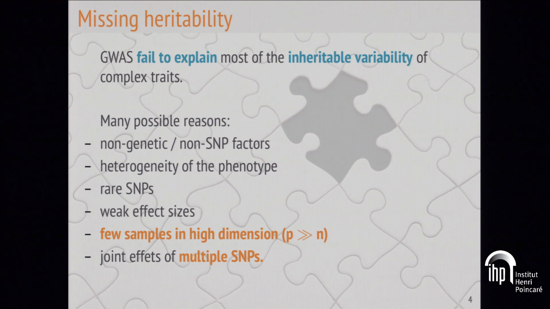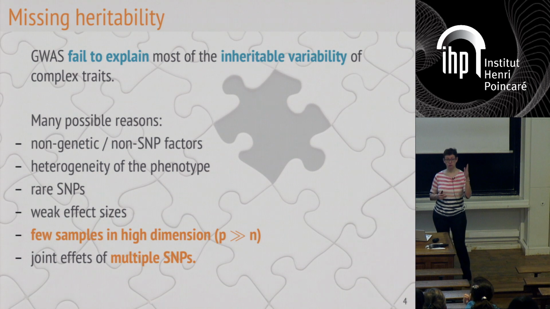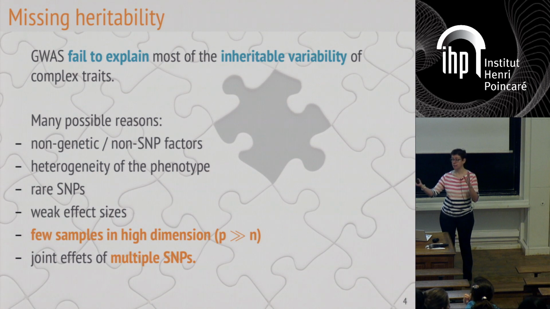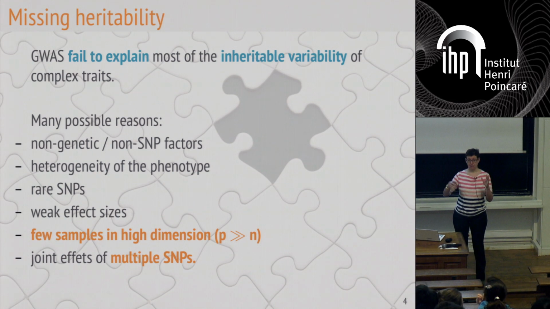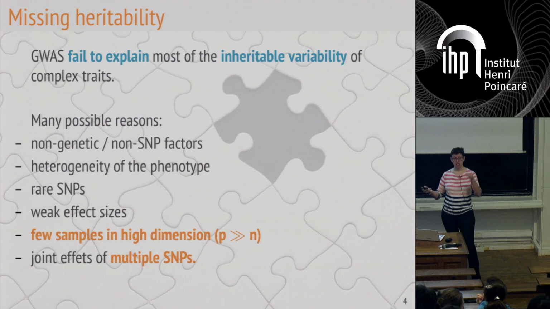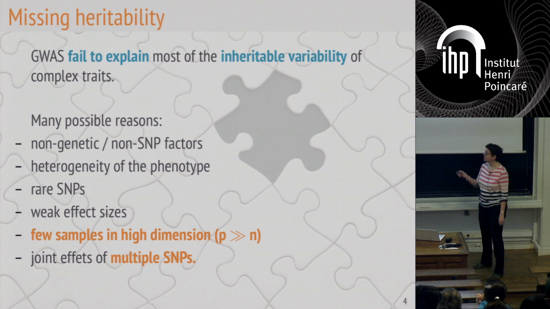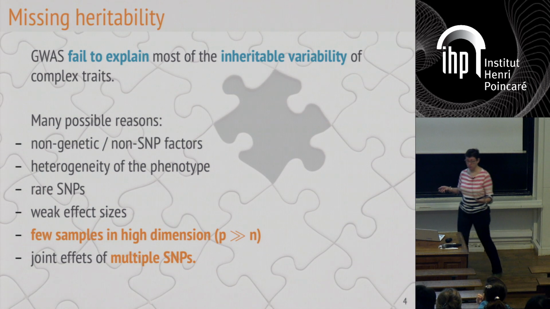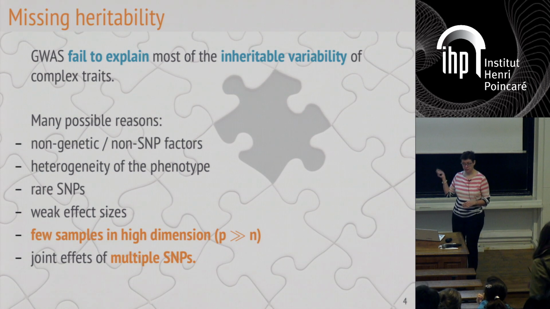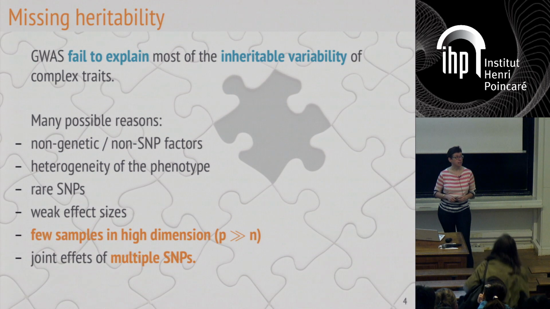And also because GWAS is traditionally conducted SNP by SNP. You look at each of your variables and ask whether it's associated with the outcome. You can have fancy statistical tests that take into account a number of things, but you're still looking at each SNP, each feature, individually. So of course, there's a chance that you miss out on the joint effect of multiple SNPs, multiple features. And that's the thing I want to talk about today.